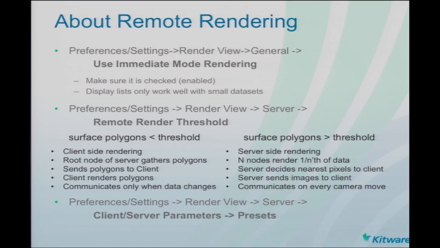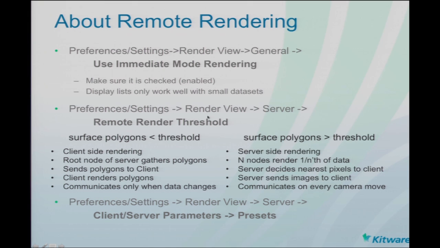Different things you'll see in ParaView with our settings are used to control where the rendering is done. Under preferences or settings, depending on the operating system you're running the client on, you go to render view in general, and there's use immediate mode rendering as opposed to using display lists. When you're working with big data, you should always use immediate mode rendering. Display lists don't scale to large numbers of triangles. So make sure you have that turned on.